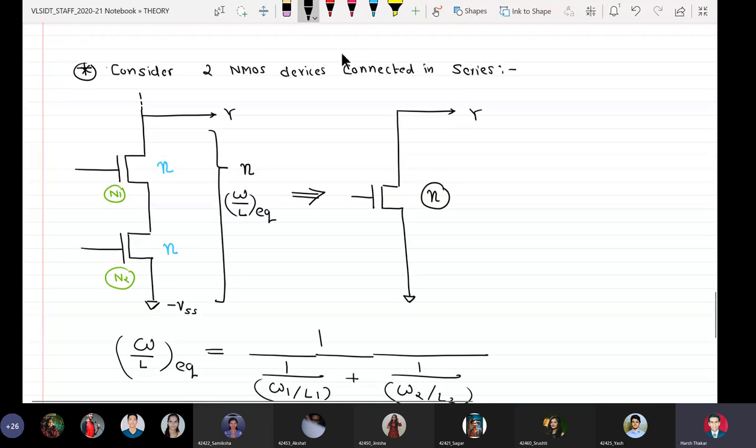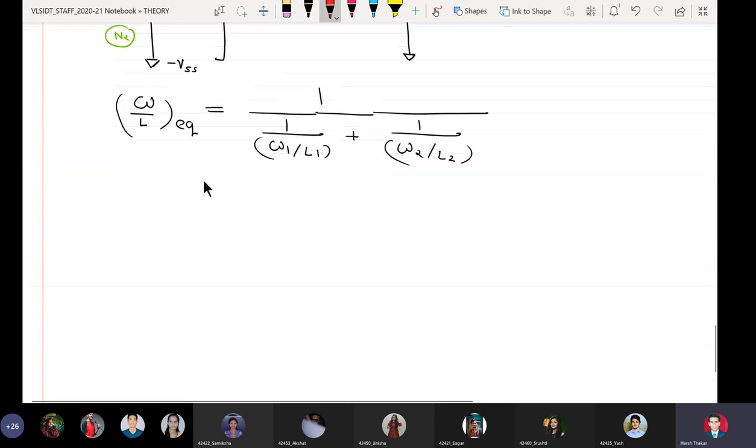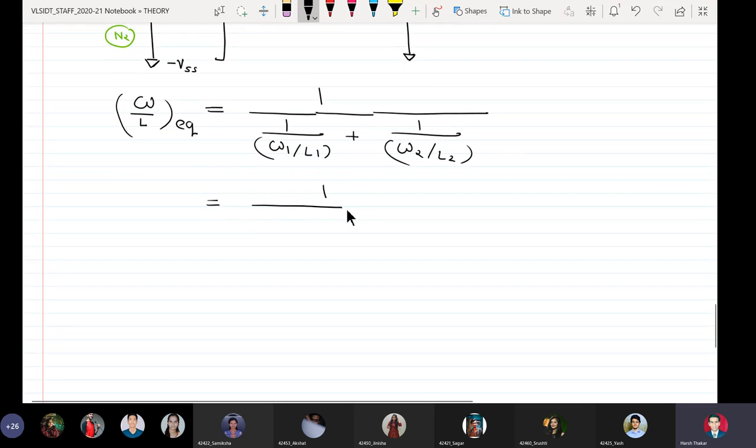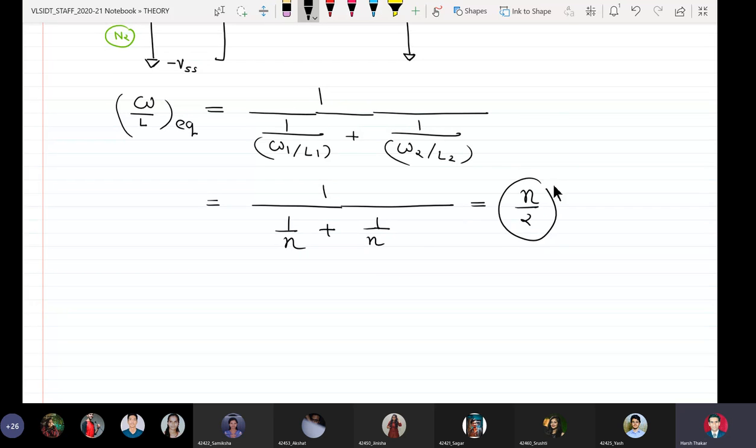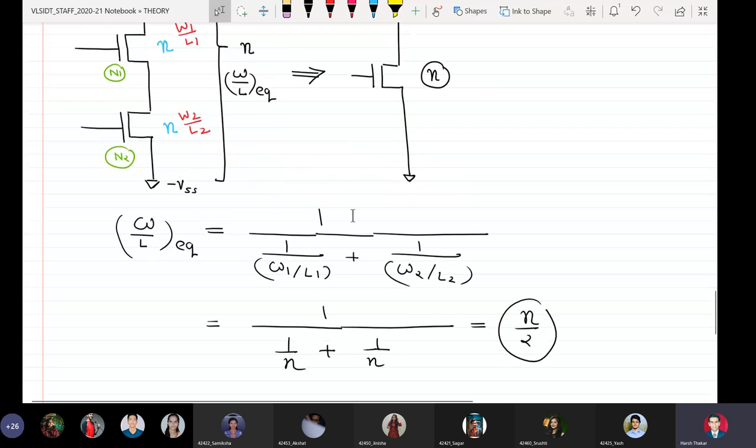Okay, so understand one thing, that this is nothing but W1 by L1 and this is W2 by L2. So I will substitute the values here. So I get equal to 1 upon n plus 1 upon n, which comes out to be n by 2. We do not want n by 2. The expected value of W by L equivalent is equal to n, not n by 2.